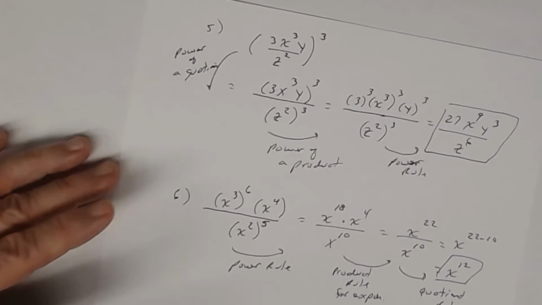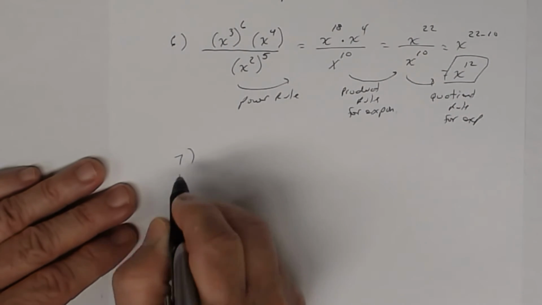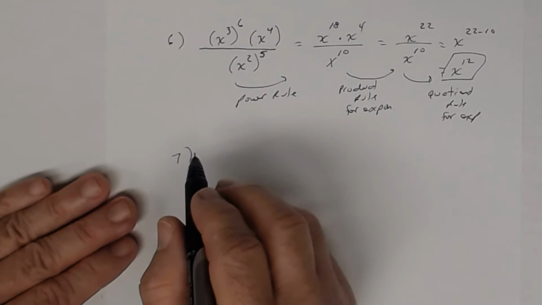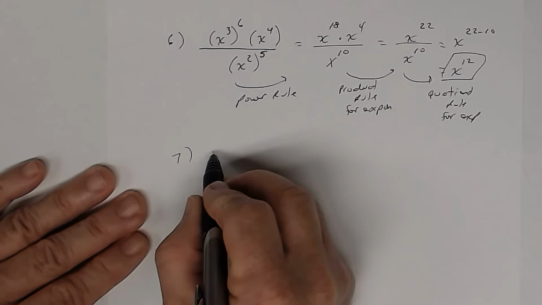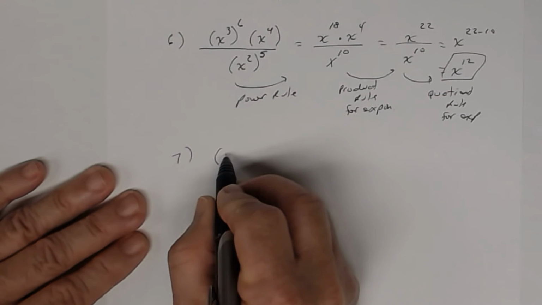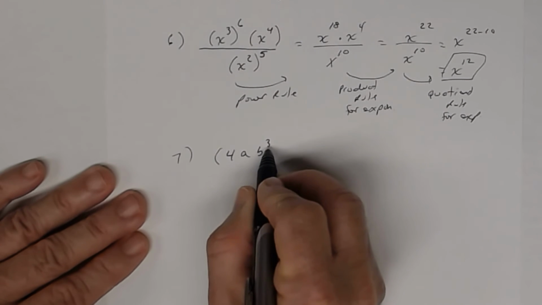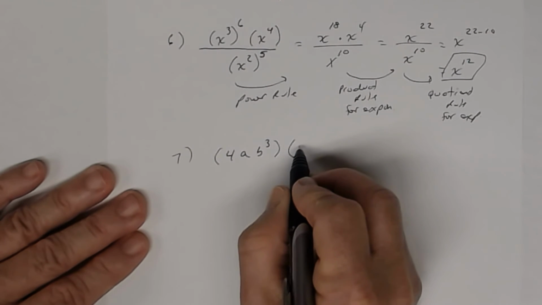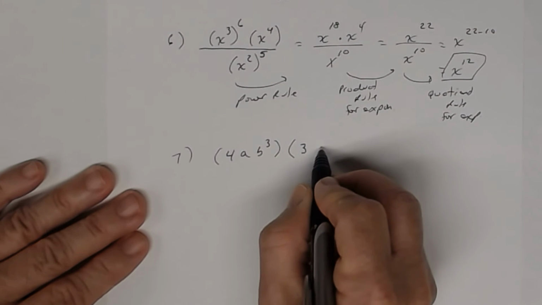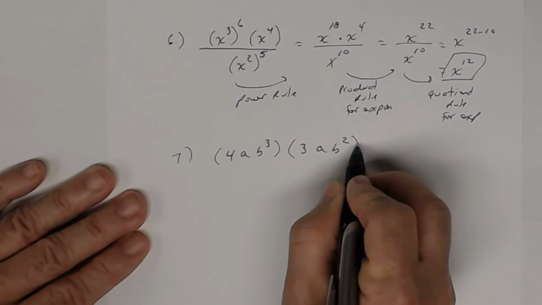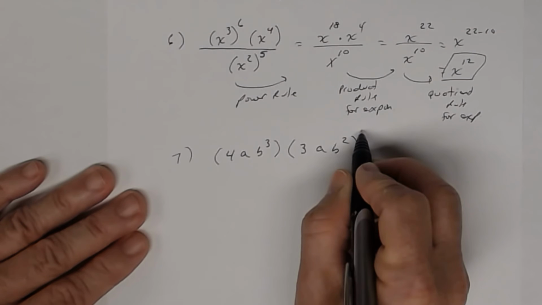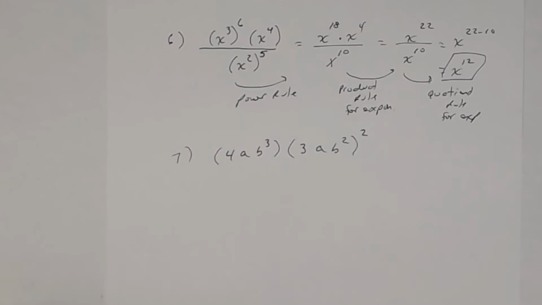All right, so let's look at number 7. It's not difficult. Just think about what you're dealing with. In number 7, let's suppose we had 4ab to the 3rd power times, let's say, 3ab squared, all raised to the, let's say, 2nd power. All right, so you want to simplify this. Think about what you have.